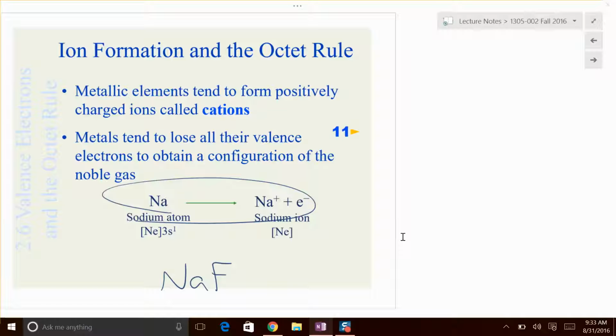Fluorine wants 1 more. So it's going to accept another electron from sodium. It's going to steal sodium's electron. Sodium's okay with that because it wants to get rid of it, right? Go ahead, take my electron. So fluorine wants that electron, so it gains 1 electron. Now they're both mimicking neon, and they have a positive 1 charge and a negative 1 charge, and they can come together as a compound and form a bond between them. Okay?